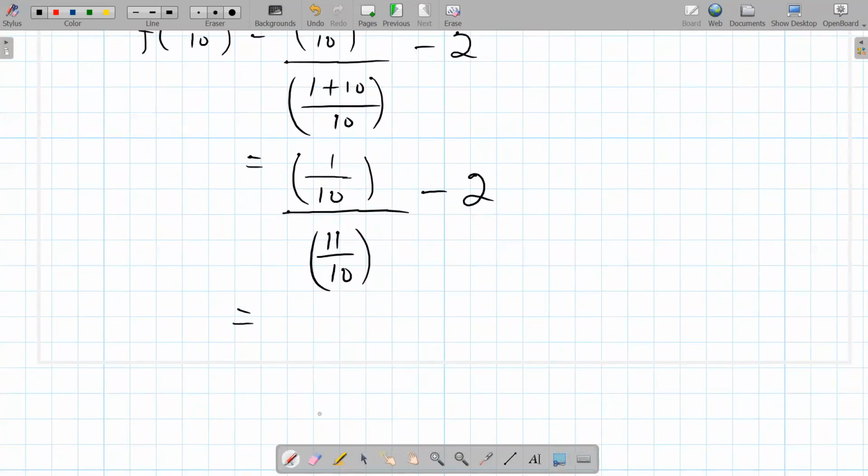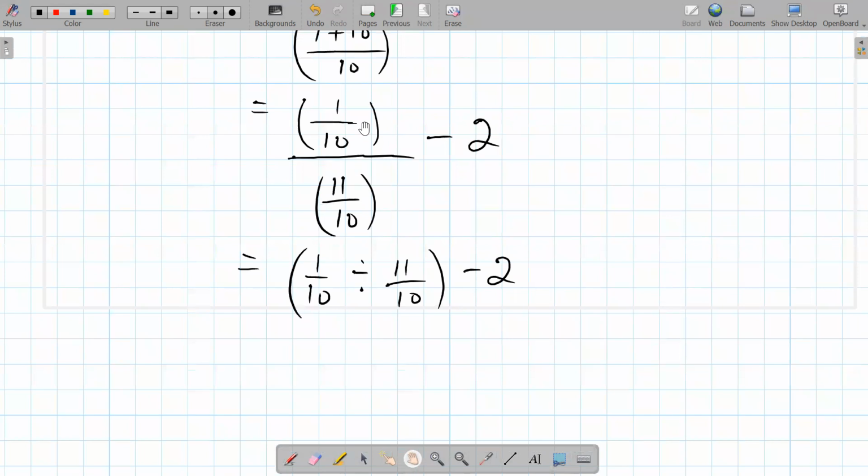It's simply rewriting it. If you have a case like that, you can rewrite it as 1 over 10 divided by 11 over 10. It's just simply that, minus your 2. Okay, so don't freak out if you see a complex fraction like that. You can rewrite it this way. And remember what we do with division, we always change it to multiplication, and then we flip the fraction on our right hand side. So when we flip it over, it's going to be 10 over what? 11. And then minus 2.